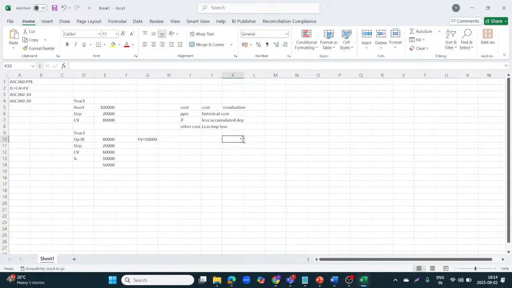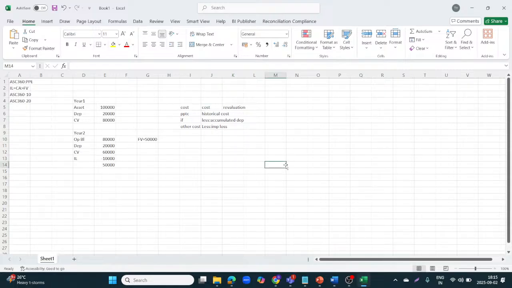Then second method is the revaluation method. On the other hand, you have second model, that is revaluation model. It allows the company to measure asset at fair value, which is determined based on the market price or independent appraisals. However, the revaluation model is used less frequently. More used is the cost method.